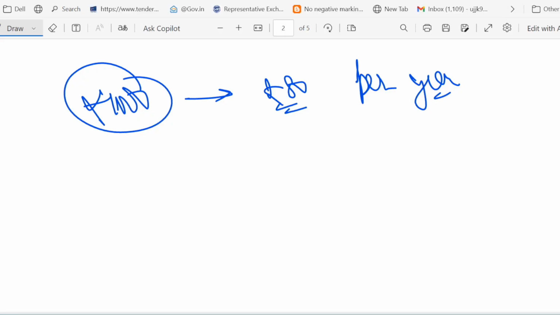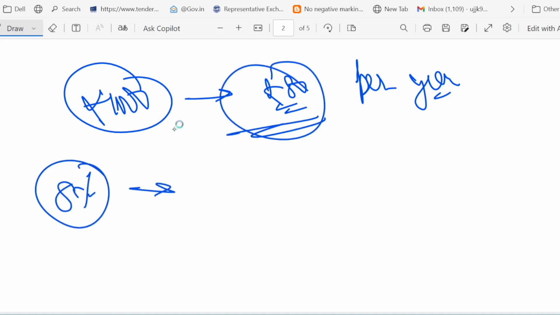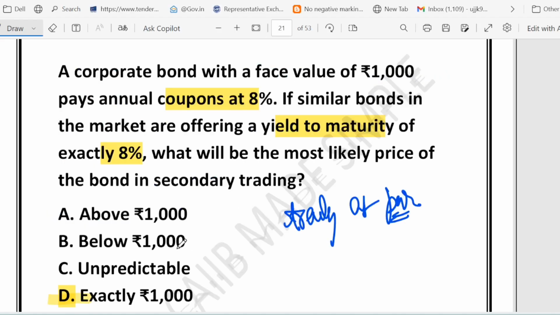Basically, you bought this bond, and if the market is also offering 8% return, this is the coupon rate, and the YTM means the market is also offering 80 rupees per year or 8% return. So there is no reason to pay more or less. It is a perfect match, right? That's why option number D is exactly correct.